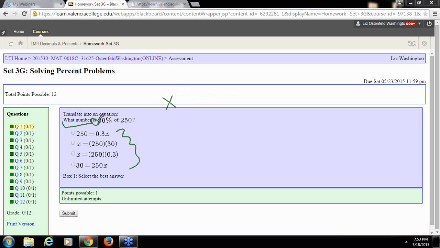The word is translates to equals. The word of translates to multiplication. And what am I going to multiply? I'm going to multiply 250 times 30%. But in math, we don't multiply by percent. We always go ahead and convert that percent to a decimal. So I could write this a couple different ways.